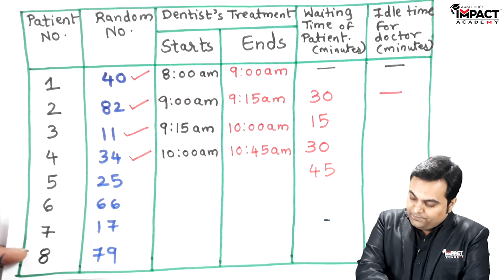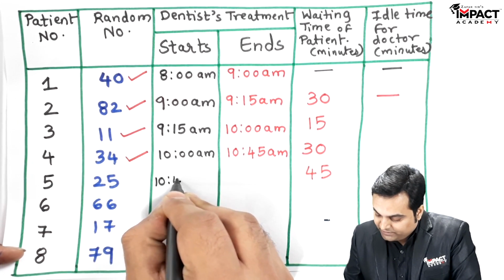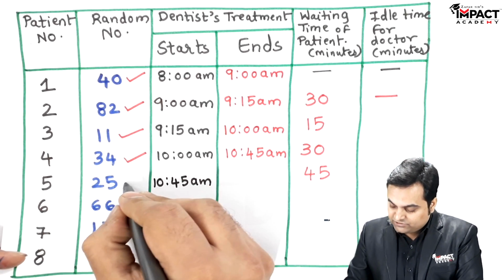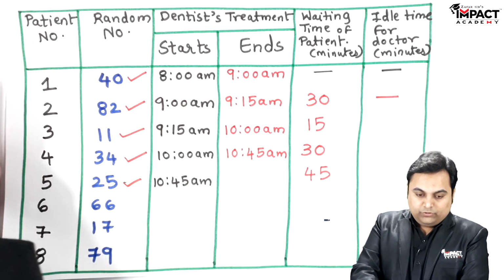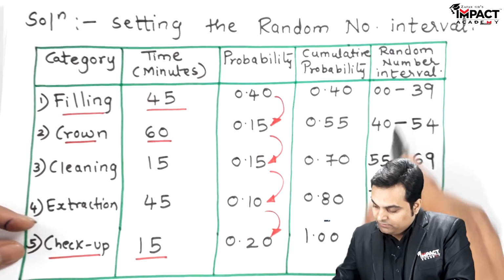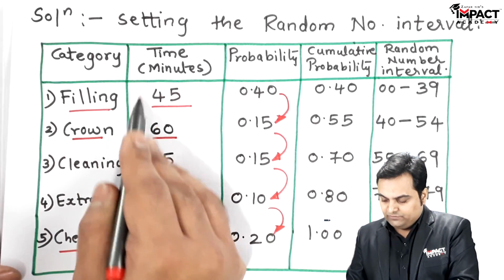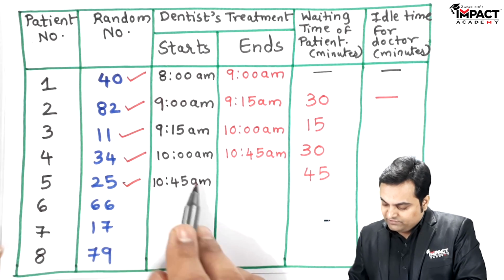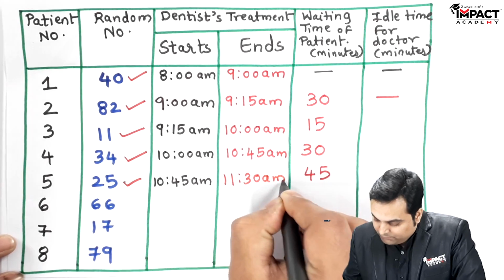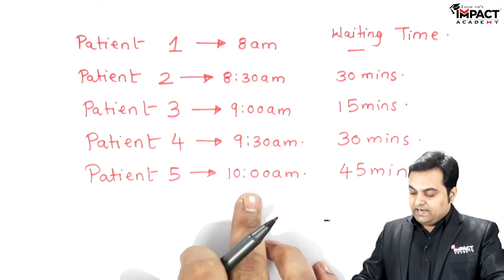And then patient 5 would be operated upon, or the kind of operation to be done is, it enters at 10:45 am. Now based upon the random number which is 25, go into the interval and see that 25 lies between again 0 to 39, and the kind of operation is filling, so again it will take 45 minutes. Adding 45 in this value, that gives me 11:30 am.